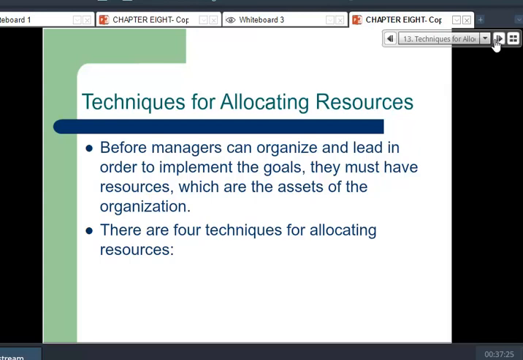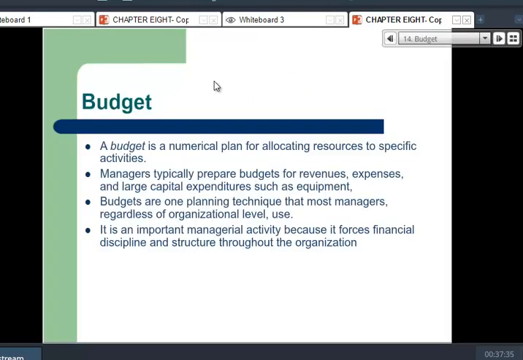There are four techniques to allocate the resources. What are these techniques? Budget. Budget is one of the most famous and important techniques to allocate the resources. It's a numerical plan for allocating the resources to the specific activities.